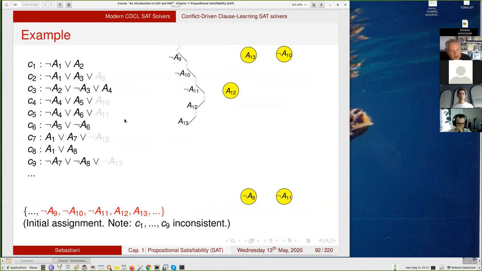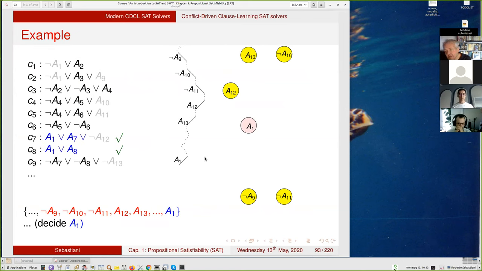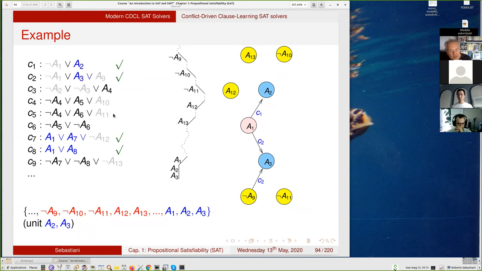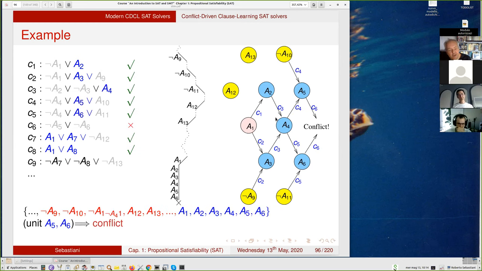Then after a big amount of useless search, you have assigned a one. Then by unit propagation, you have propagation at 2 and 3 over C1 and C2. Then by unit propagation, you have generated a 4, which is a unique implication point. Then you unit propagate a 5 and a 6, and this causes you a conflict. Okay, so far. Now you have to understand what's wrong with that, and where you should backtrack.